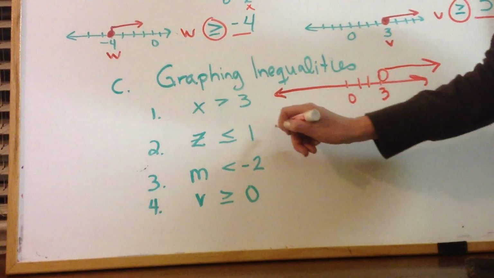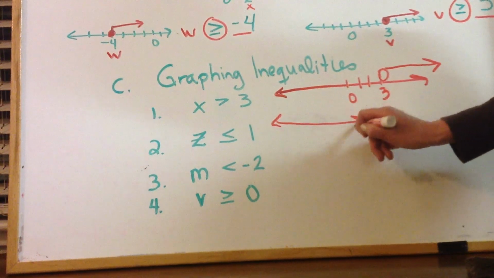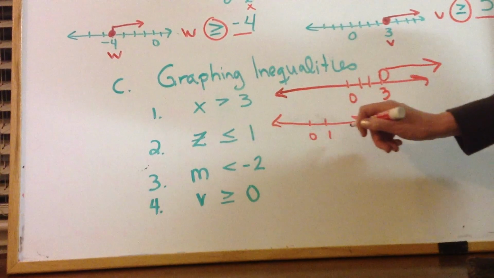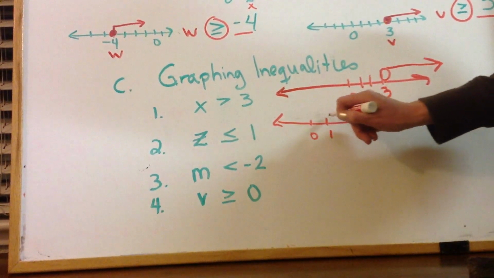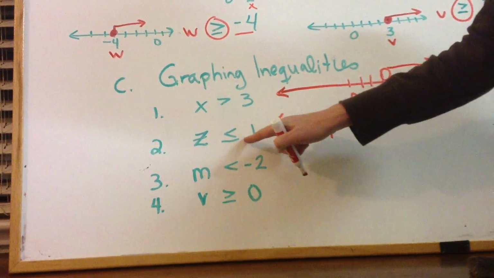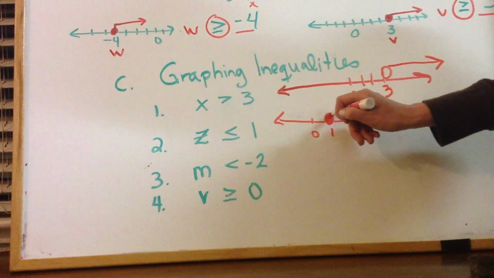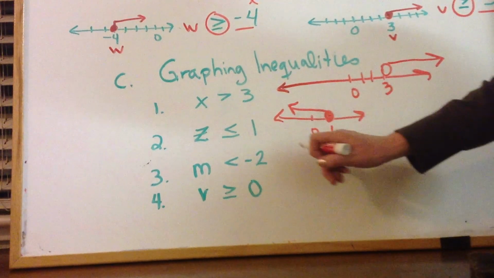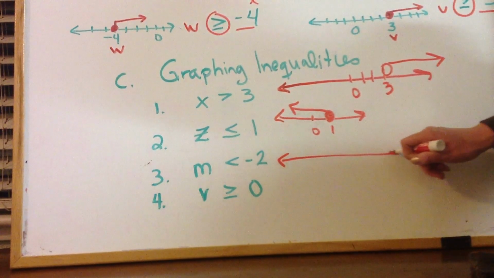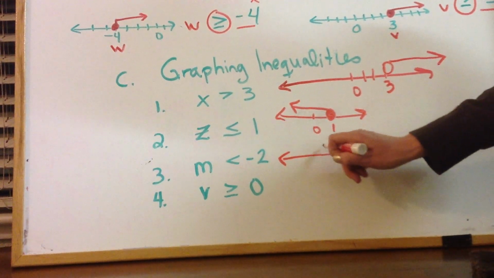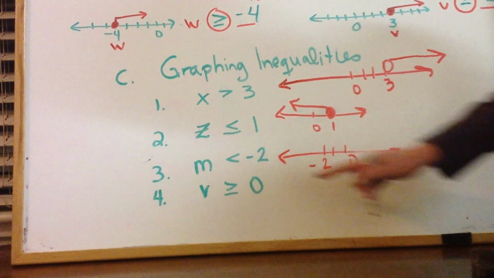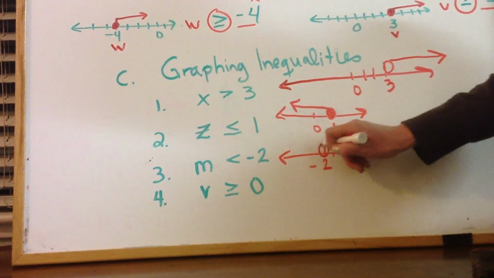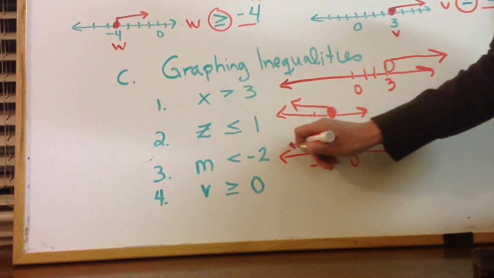Now let's try graphing Z. Z is less than or equal to 1. Again, I draw my number line, my x-axis. I put a 0, and I put a 1. It says it's less than or equal to, so should my bubble be open or closed? It's going to be closed. And it says less than, so we're going to go through the smaller numbers. We're going to go this way. Let's look at this one. M is less than -2. We draw our number line, our 0, and our -2 is over here. It says less than, is that bubble open or closed? It's open, and it says less than, so we're going to go to the smaller numbers.